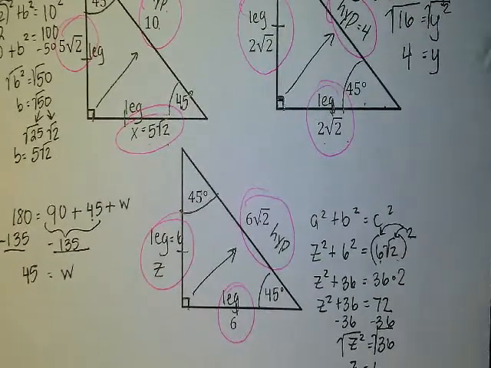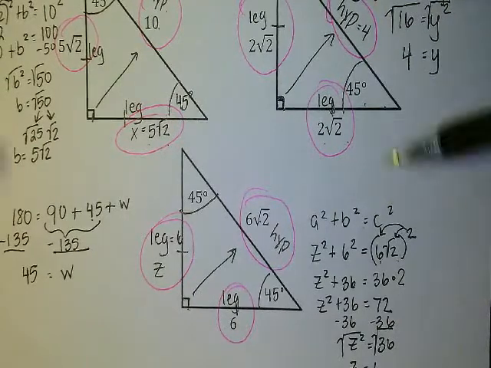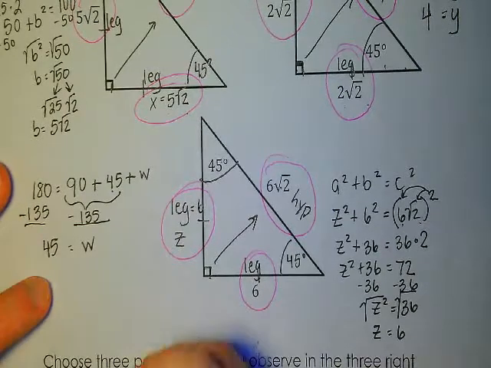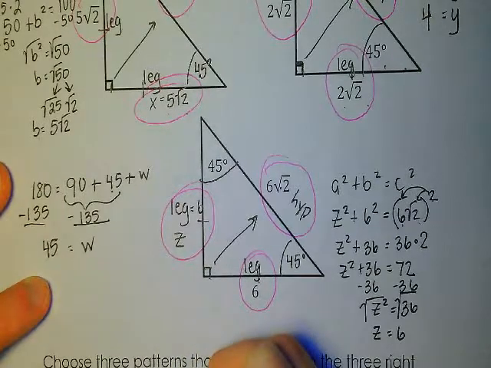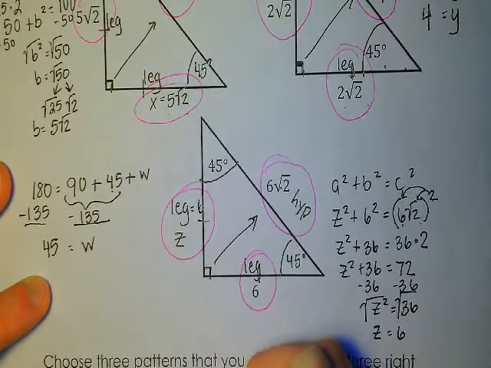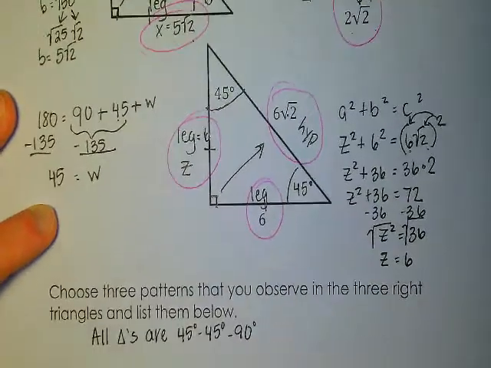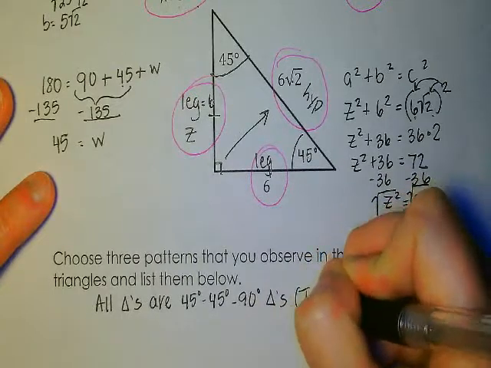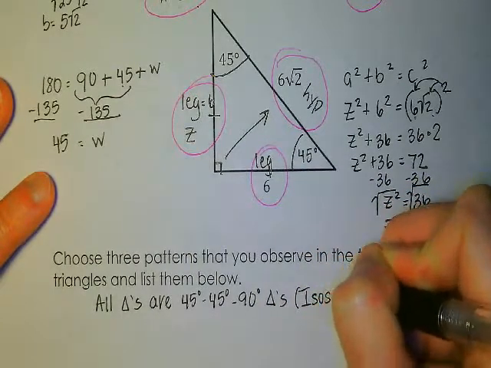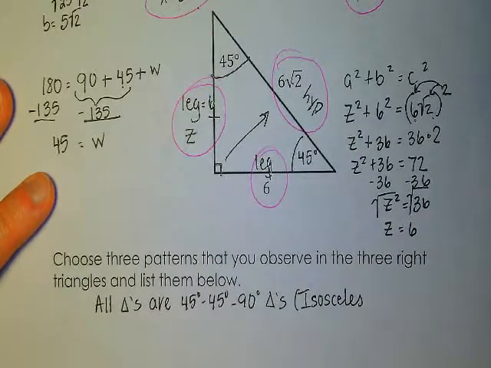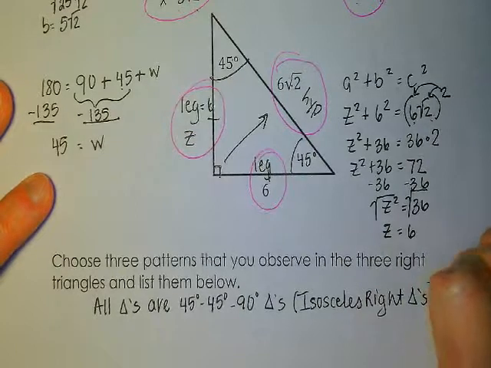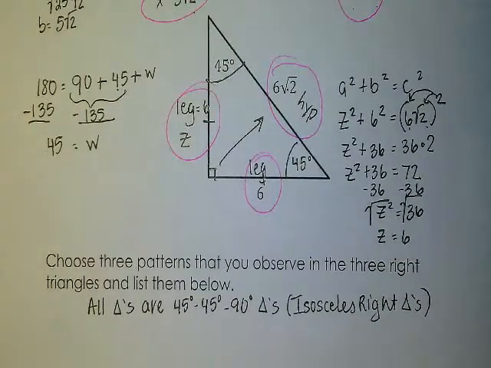Now, looking at these, we can notice some patterns. The first thing I noticed is that all of these triangles are 45, 45, 90 triangles. So I'm going to say all triangles are 45, 45, 90 triangles, and another name for that is an isosceles, I-S-O-S-C-E-L-E-S, isosceles right triangle. So we're going to use those two terms interchangeably.